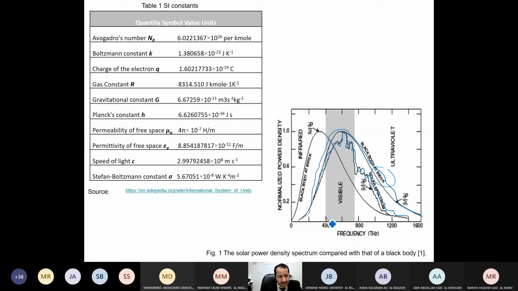And this part, as I mentioned, from 400 to 750 terahertz is the visible. Here, infrared radiation. And here, the ultraviolet part.